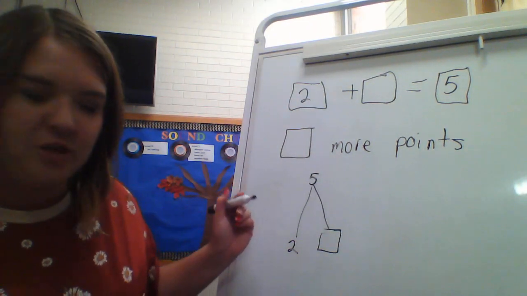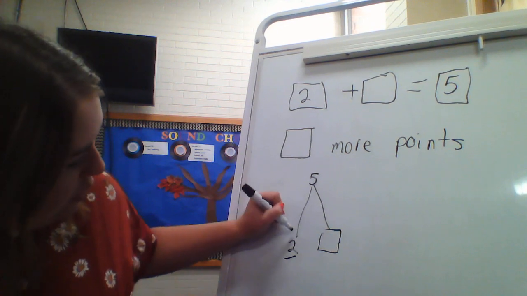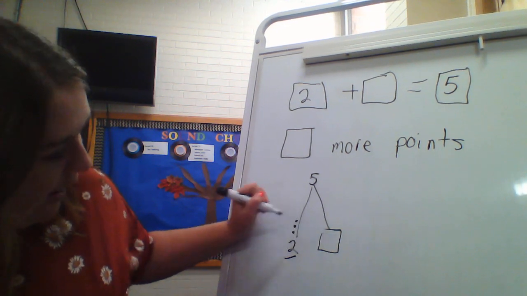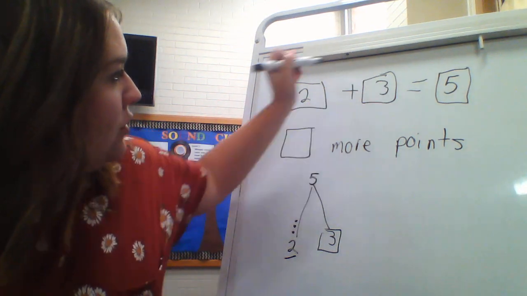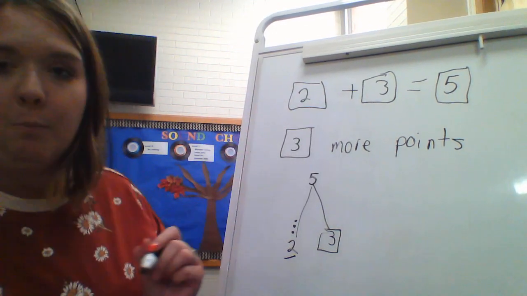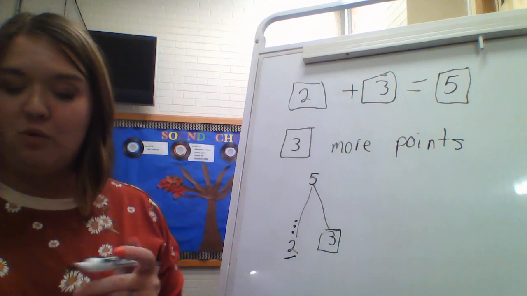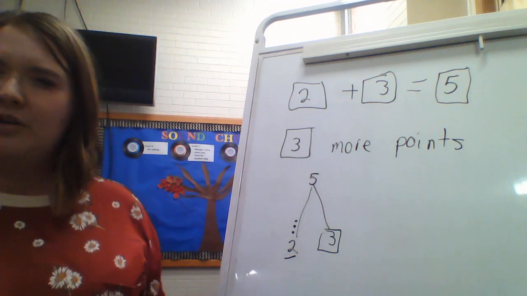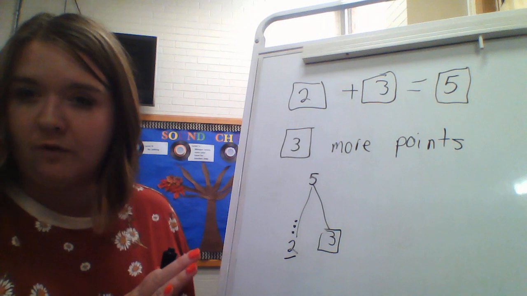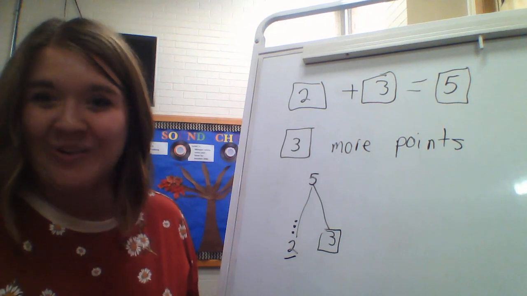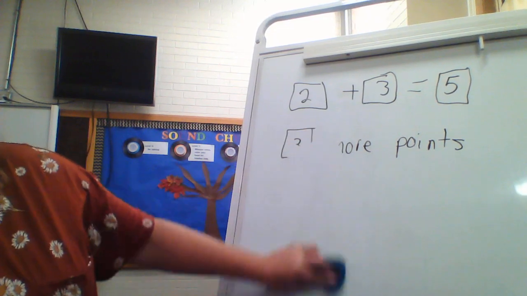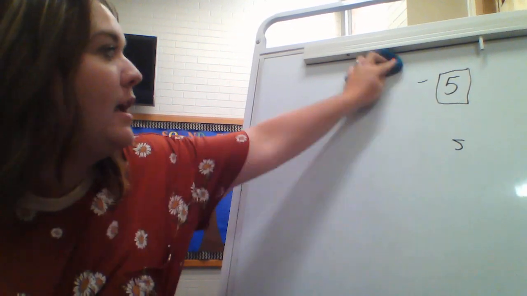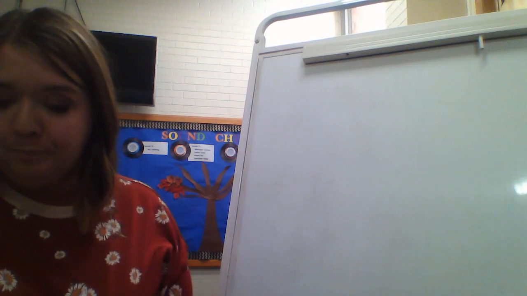So I need to count up from 2 until I get to 5. 2, 3, 4, 5. I made 3 dots. 3 is my answer. So they scored 3 more points. That should be what you got. All right, if you don't understand how that works, I want you to start over on that problem. Pause the video, rewind it, and go back to where I explained this again, okay? I want you to try again and then watch the video again and see if it makes sense, okay?